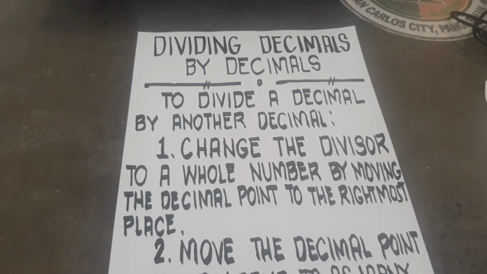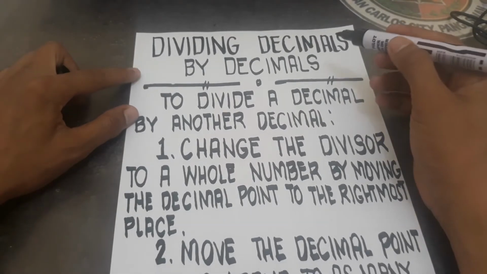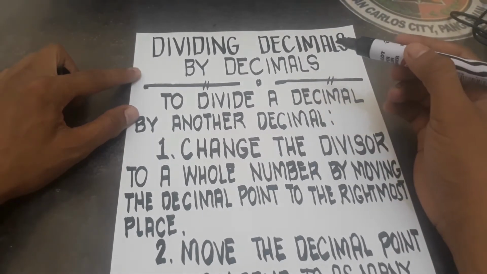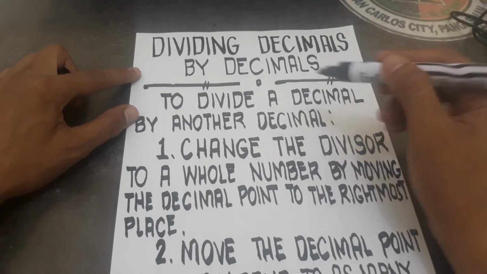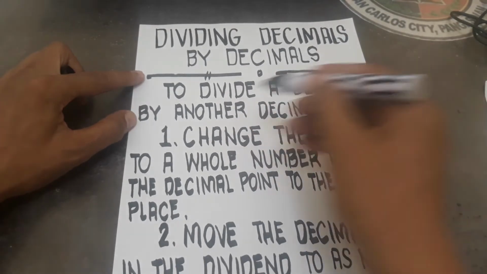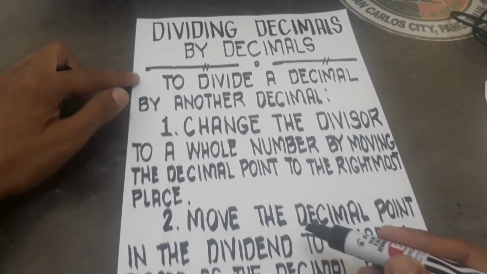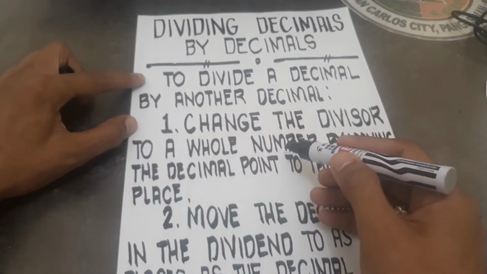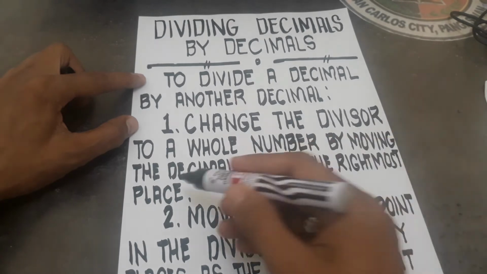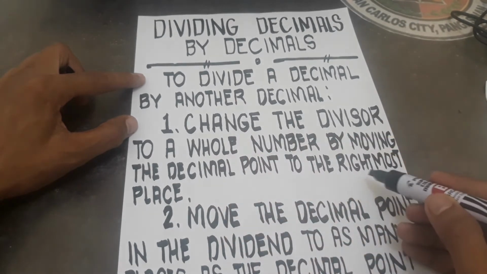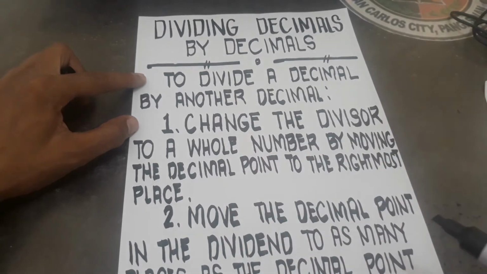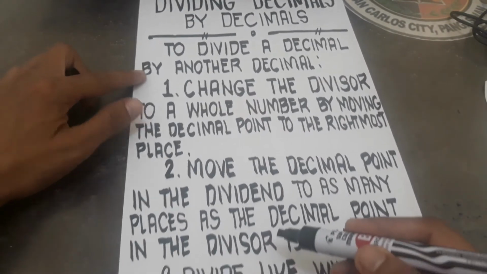Okay, so yung next lesson is dividing decimals by decimals. So nagdi-divide tayo ng decimal sa decimal. So to divide a decimal by another decimal, change the divisor to a whole number, okay, by moving the decimal point to the rightmost place. Okay, so ipapakita ko mamaya sa example natin yan.